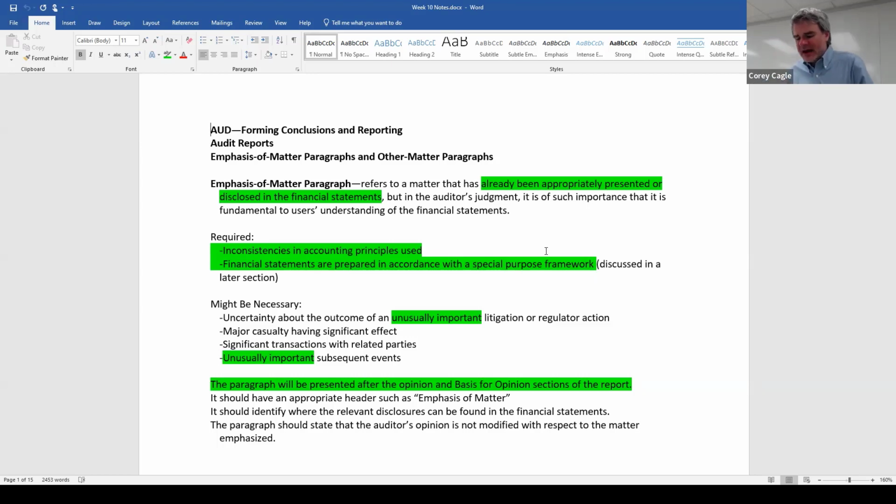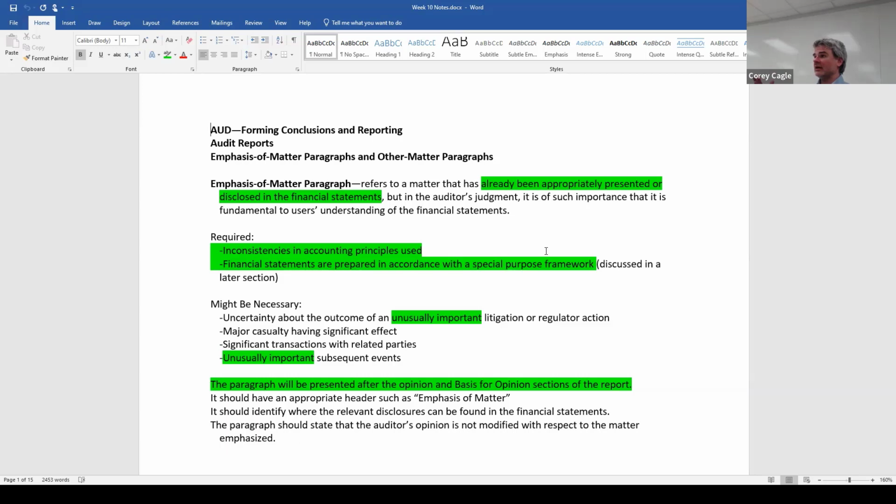So the emphasis of matter paragraph comes after the opinion and basis for opinion sections of the report. And we'd have a little header like we do the other things that would just say emphasis of matter. And you need to refer to the, again, emphasis of matter is when something is already in the financial statements and we want to highlight it. So the report's going to specifically refer you to the point or the part of the financial statements where that is. So it'll identify where the relevant disclosures can be found. It'll refer to note whatever or something like that.